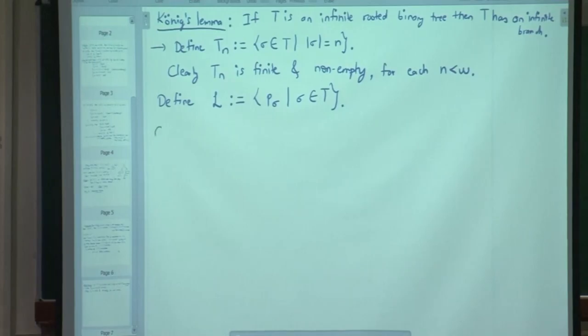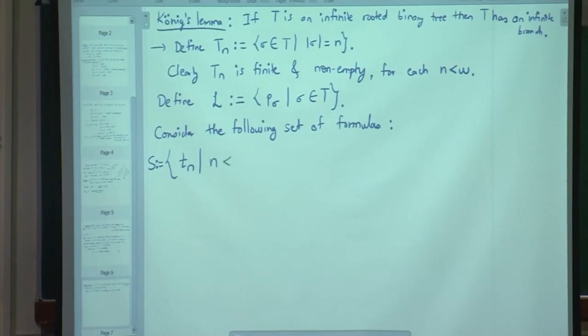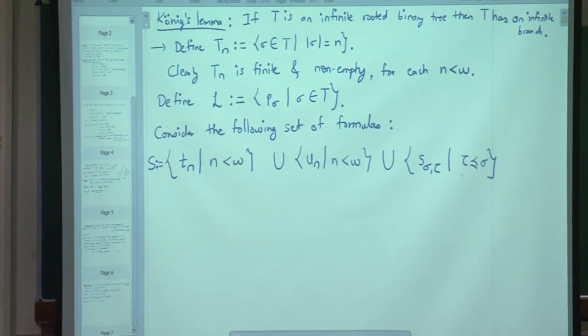So consider the following set of formulas. I'm going to call it S. Here I'm going to say Tn for n less than omega, union Un for n less than omega, union S sigma tau, where tau is less than or equal to sigma, and tau and sigma are in the tree. So I'm going to take three different kinds of formulas.